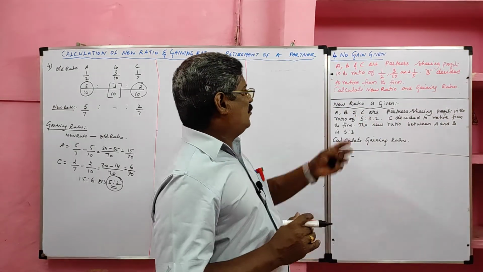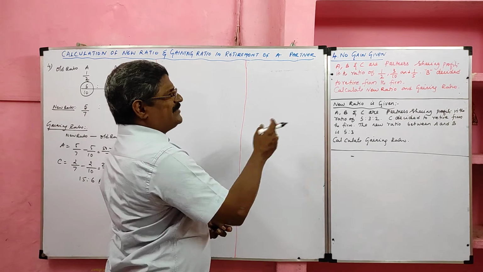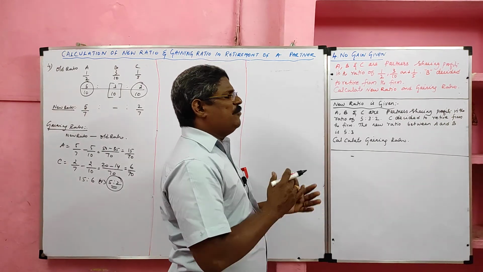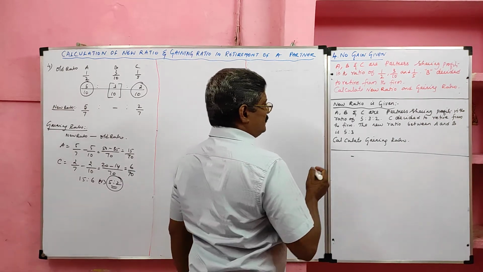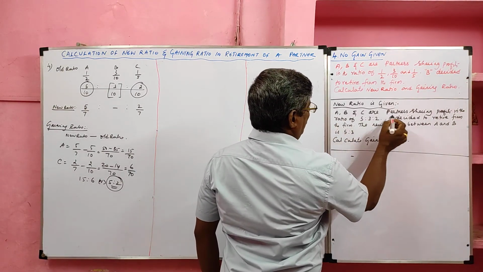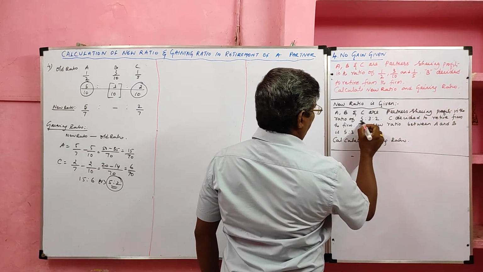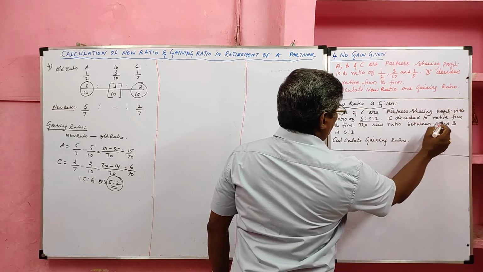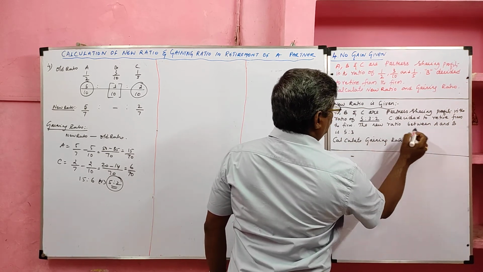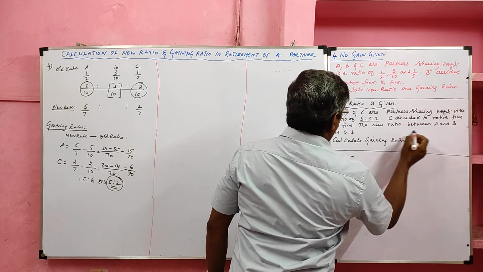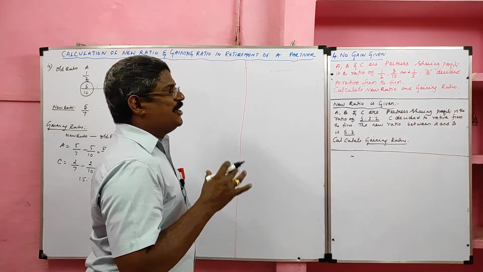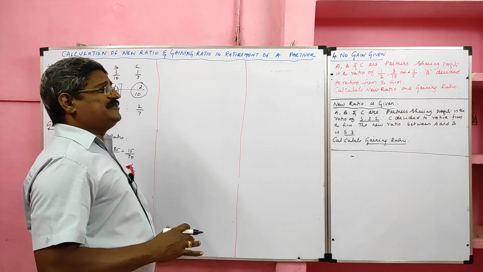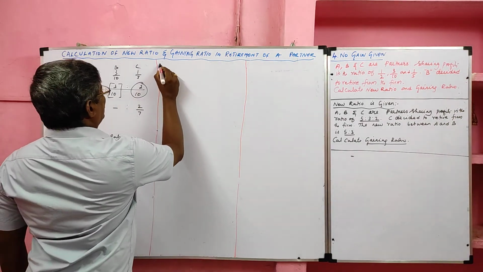Look at the last case. In the last case, old ratio and new ratio both are given. They will ask us to find the gaining ratio directly. Look at the problem, students. A, B and C are partners sharing profits in the ratio of 5:3:2. C decided to retire from the firm. The new ratio between continuing partners A and B is 5:3. Calculate the gaining ratio directly. In this case, the new ratio is given. If the new ratio is given, we have to find the gaining ratio.